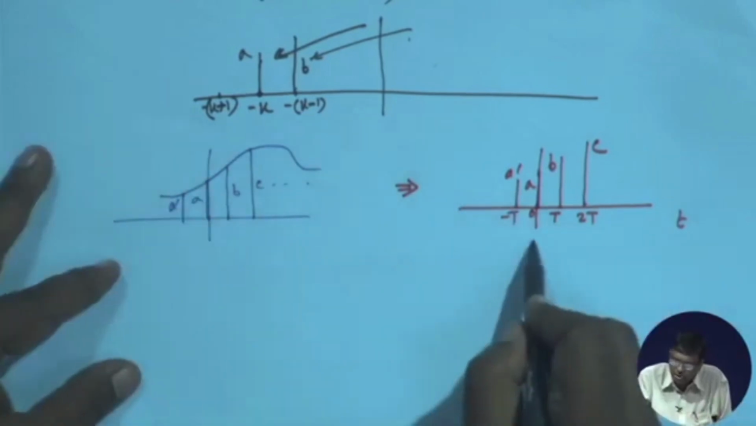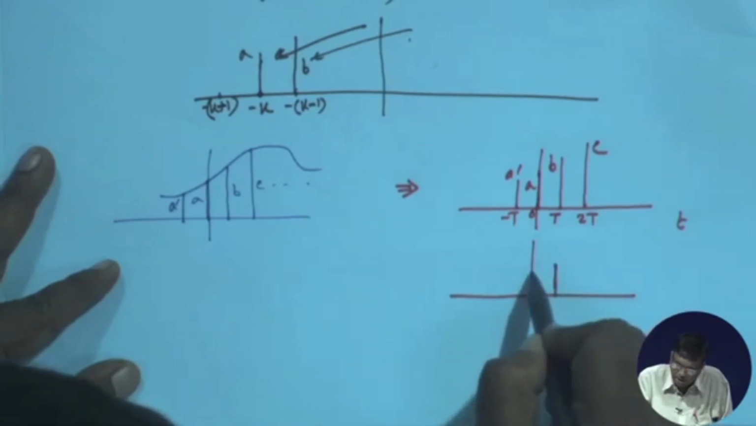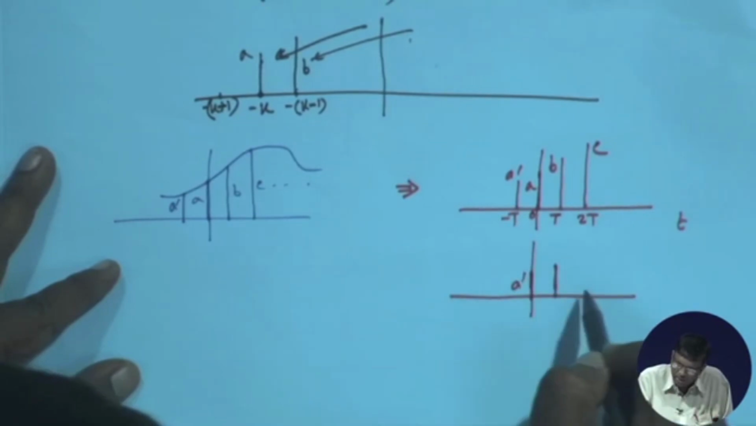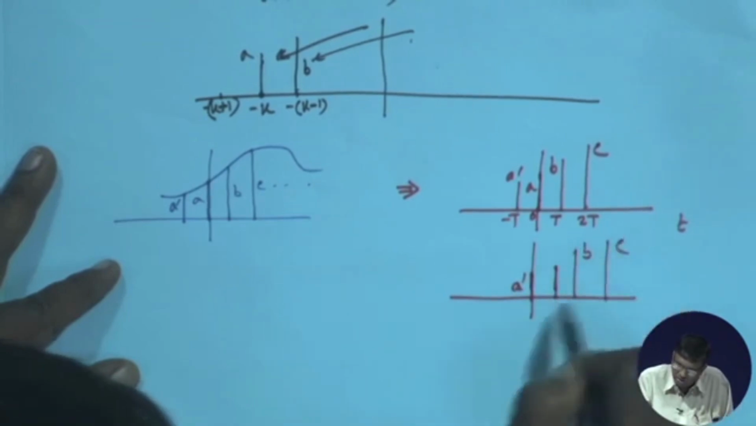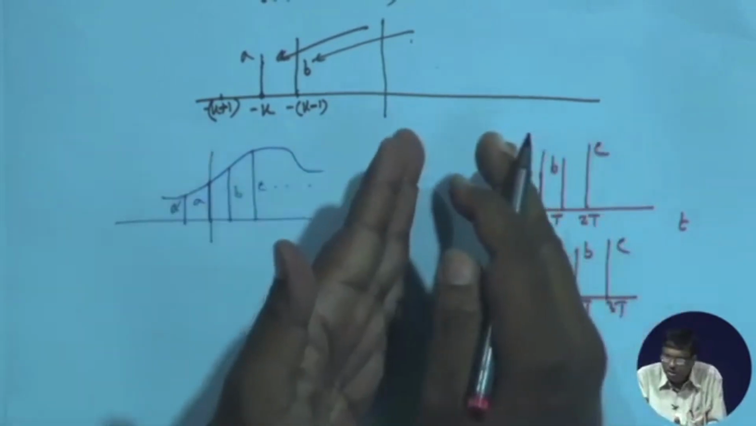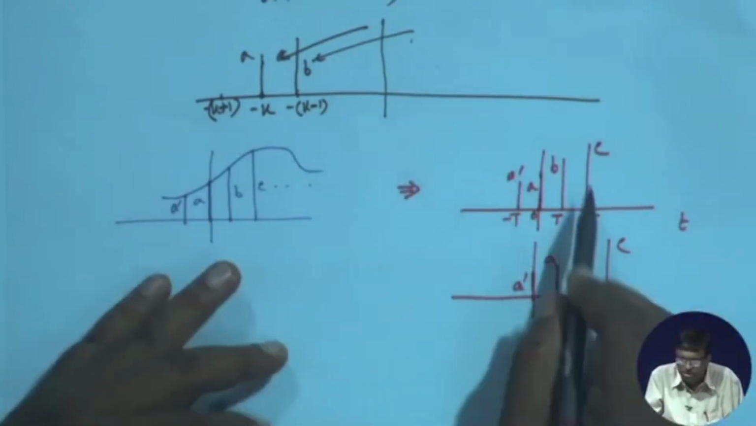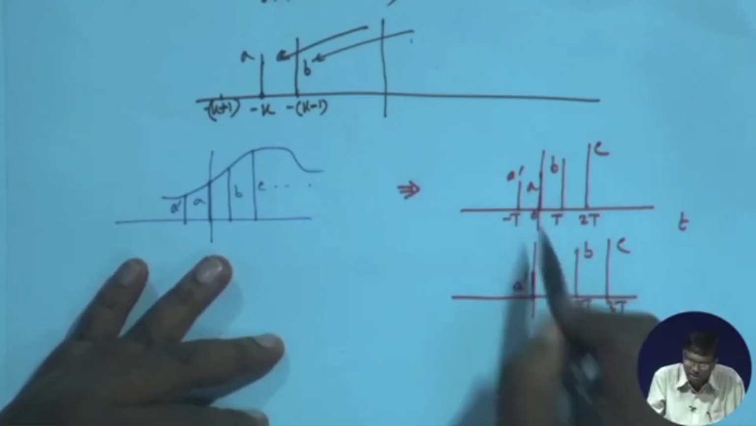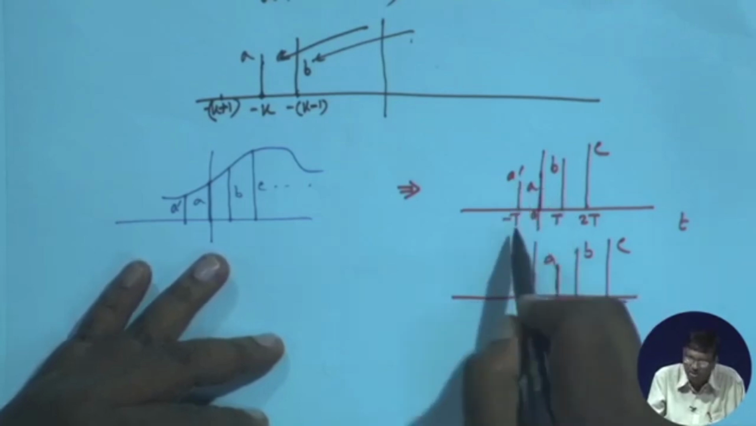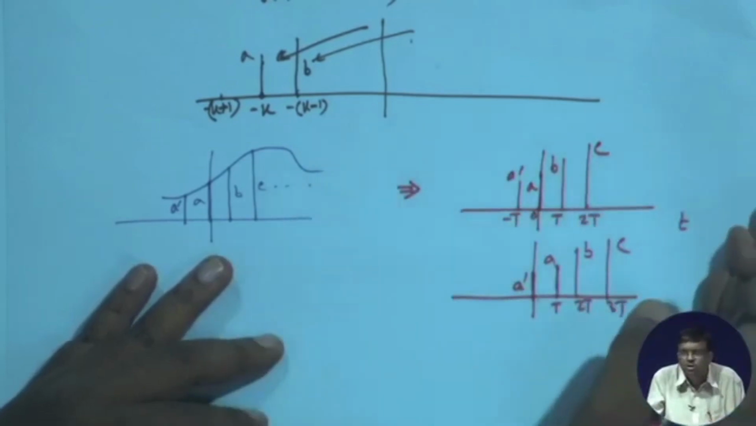Now, if I shift it to the right by 1, say, A will go here, A prime will come here, B will go here, C will go here. So, A will come to T, B will come to 2T, C will come to 3T. So, this sequence, if it is plotted as a function of time, is delayed, because C was coming at 2T, now it is coming at 3T. B was coming at T, it is now coming at 2T. A was coming at 0, now it is coming at T. A prime was coming at minus T, it is now coming at 0. So, it is delayed by an amount capital T.